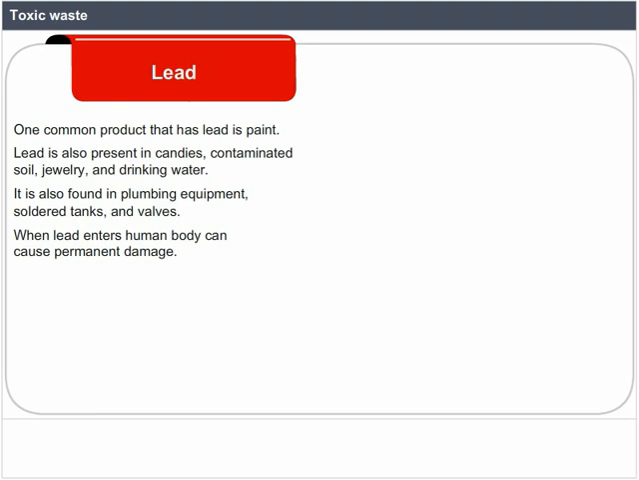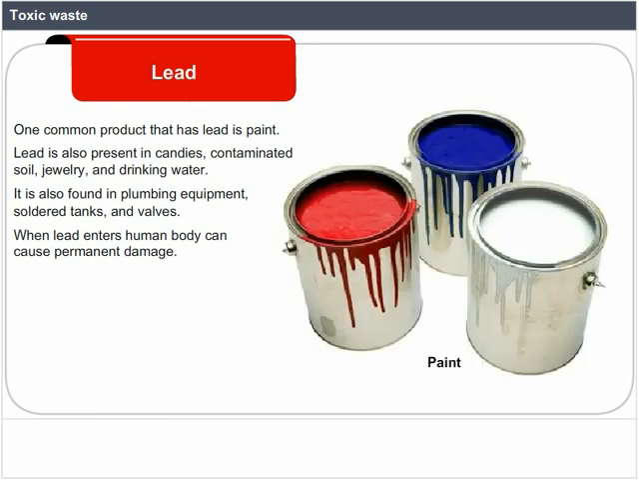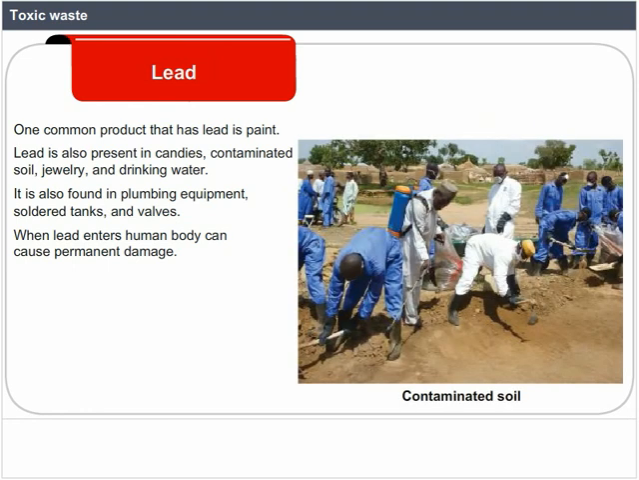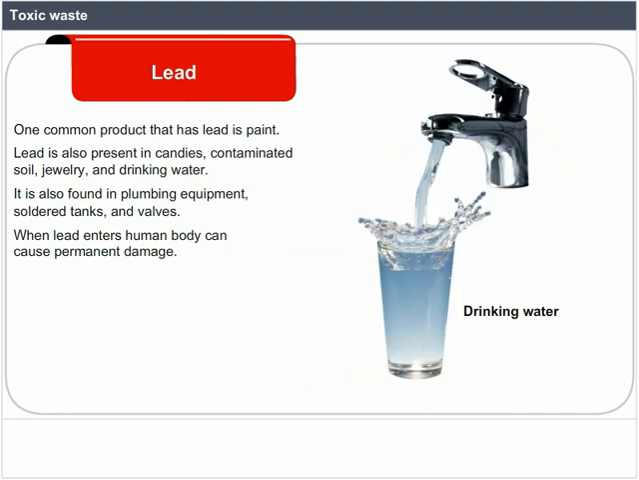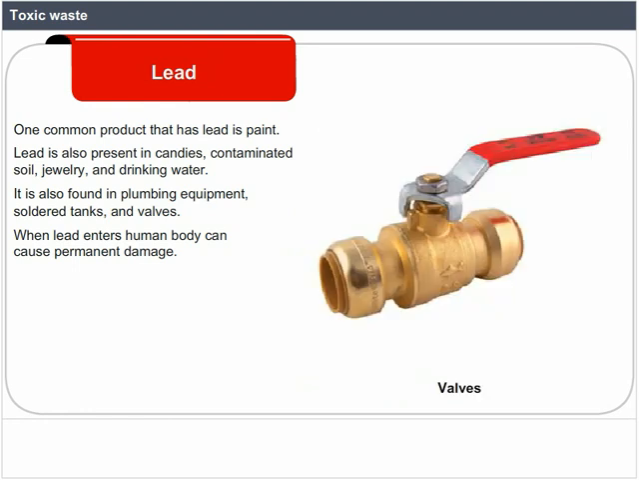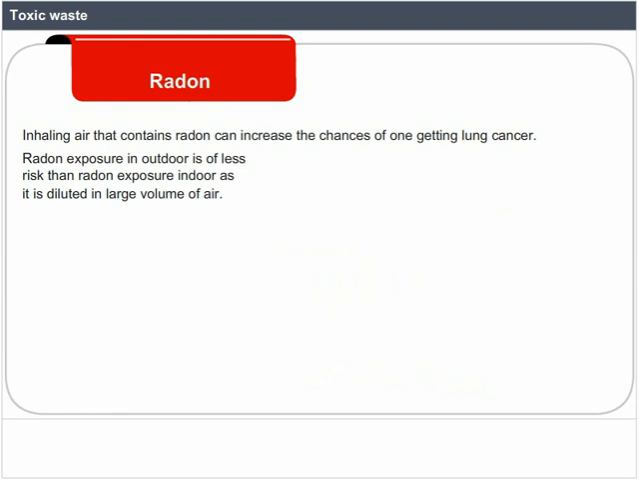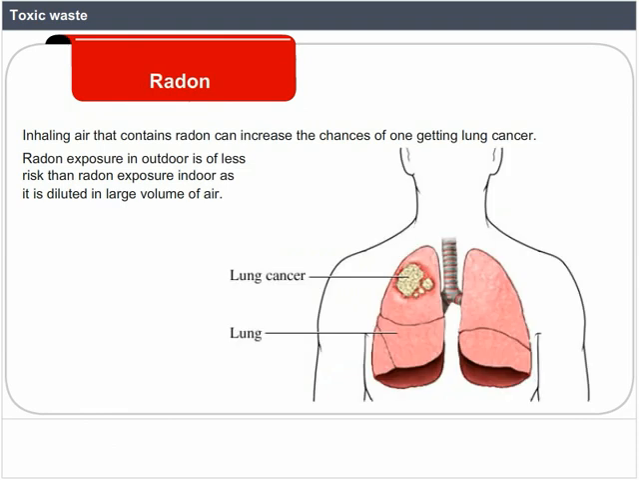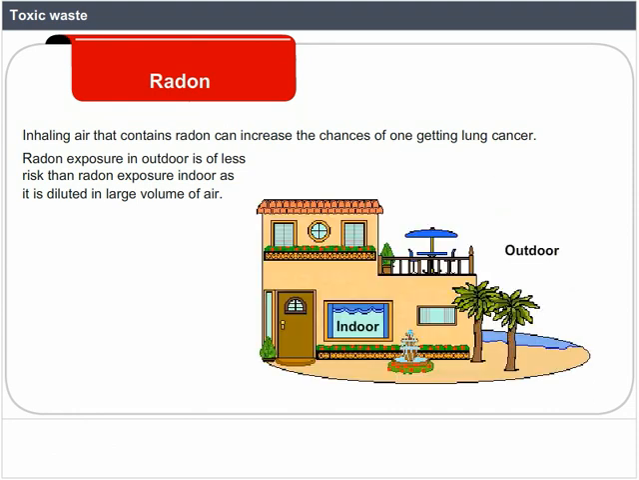Lead. One common product that has lead is paint. Lead is also present in candies, contaminated soil, jewelry, and drinking water. It is also found in plumbing equipment, soldered tanks, and valves. When lead enters the human body, it can cause permanent damage. Radon. Inhaling air that contains radon can increase the chances of getting lung cancer. Radon exposure outdoors is of less risk than radon exposure indoors as it is diluted in a large volume of air.